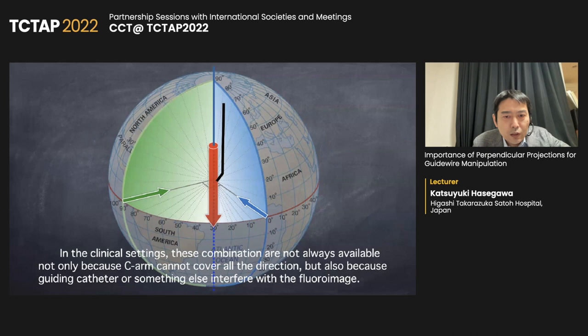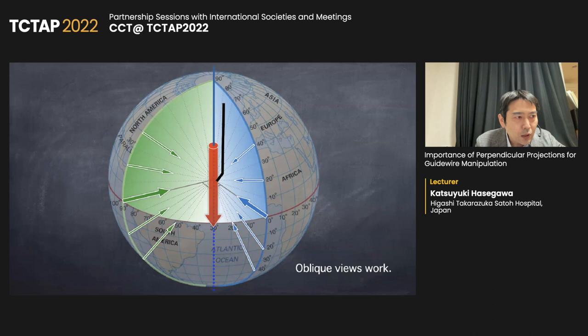In the clinical settings, these combinations are not always available, not only because the C-arm cannot cover all the directions, but also because the guiding catheter or something else interferes with the full image. Under such situations, projections from these narrow arrows provide similar information about the wire position and target direction. This idea is oblique views.